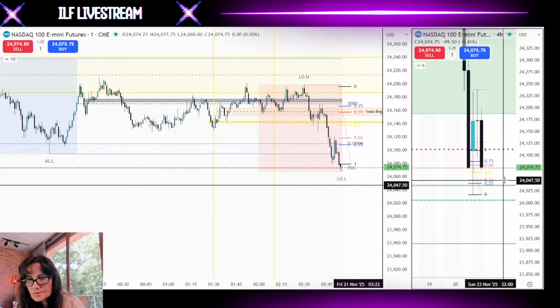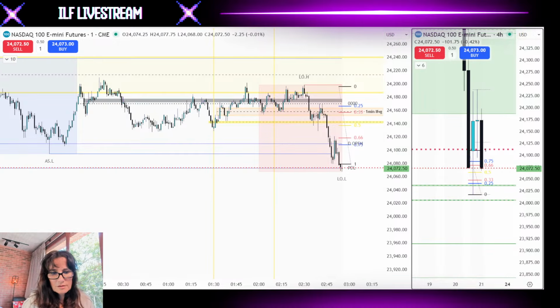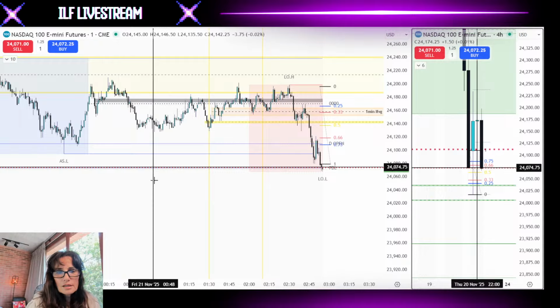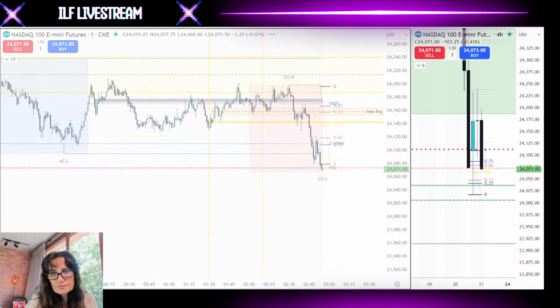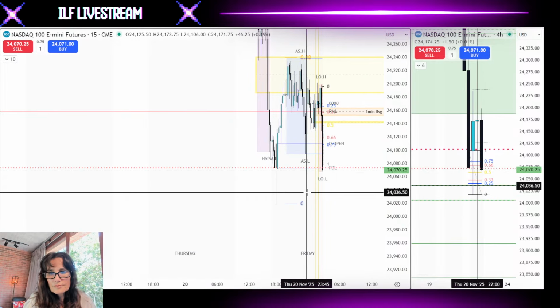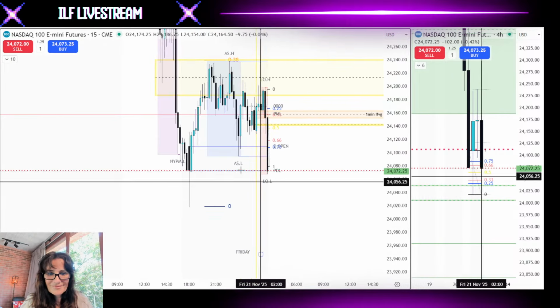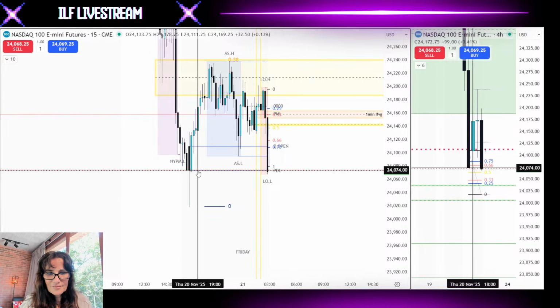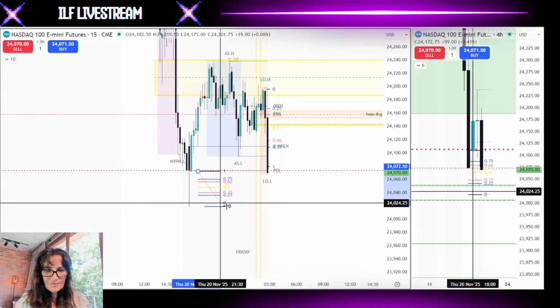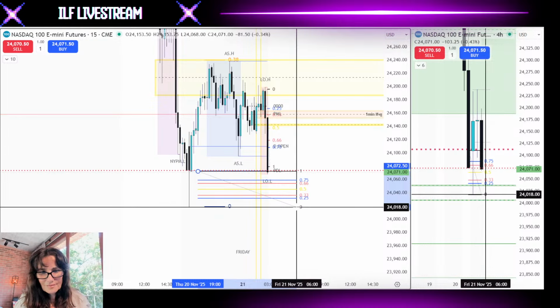Let's see if we can go all the way up to here, 2447. This is my favorite PD array. I do think we're going to get a spike up from here. Let's see if it can reach 25% and wake up. I might be ready for a little bit of a pop here.